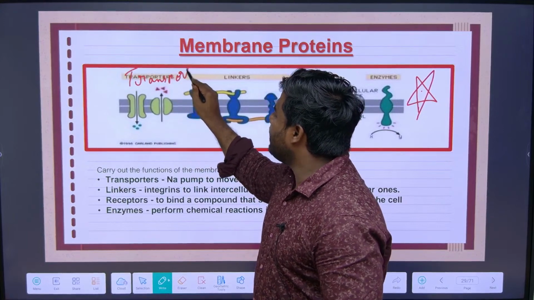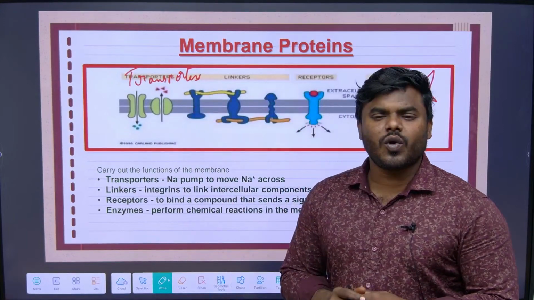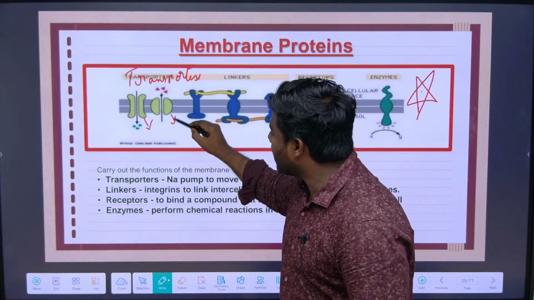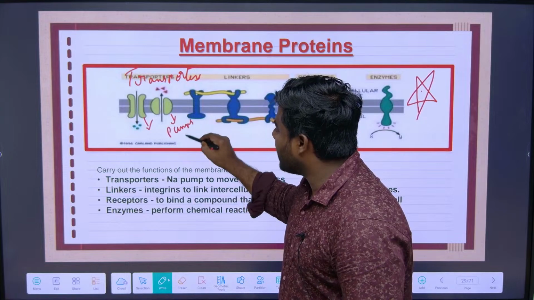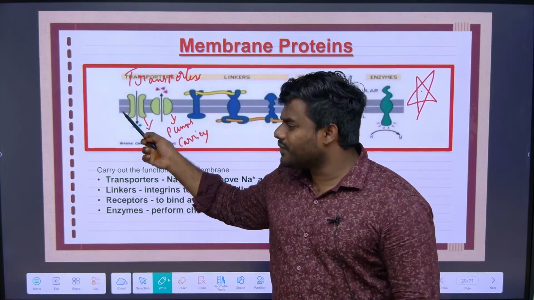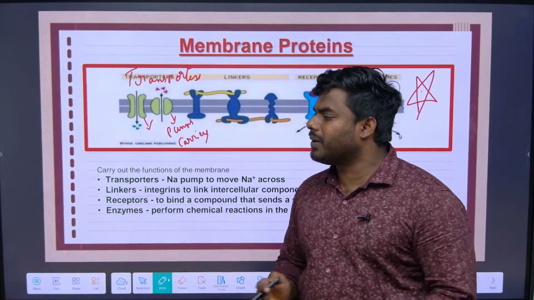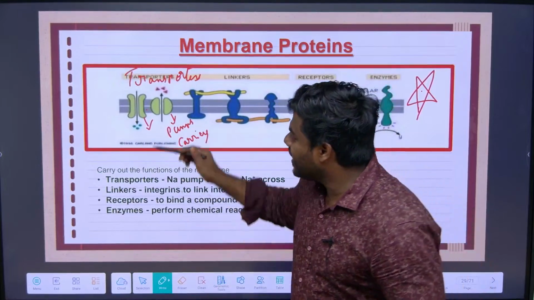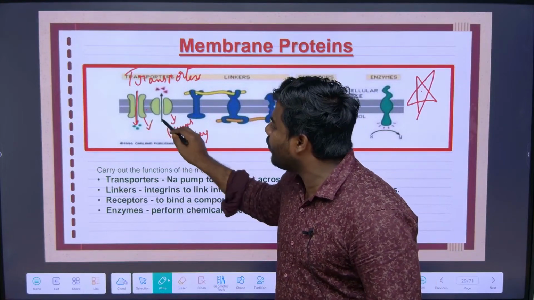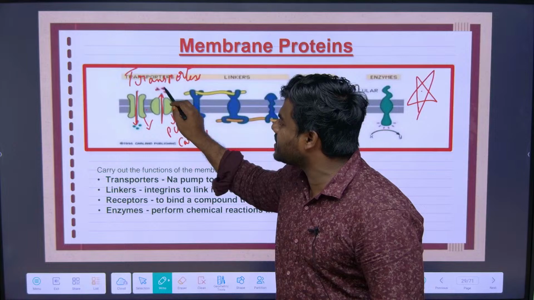Transporters. Tell me, on the plasma membrane what are we having? We are having channels. They are called channels. They are called as what? Pumps. Some are called carriers. So what are the major functions of these channels, carriers or pumps? They are involved in the transport of ions or molecules across the membrane.